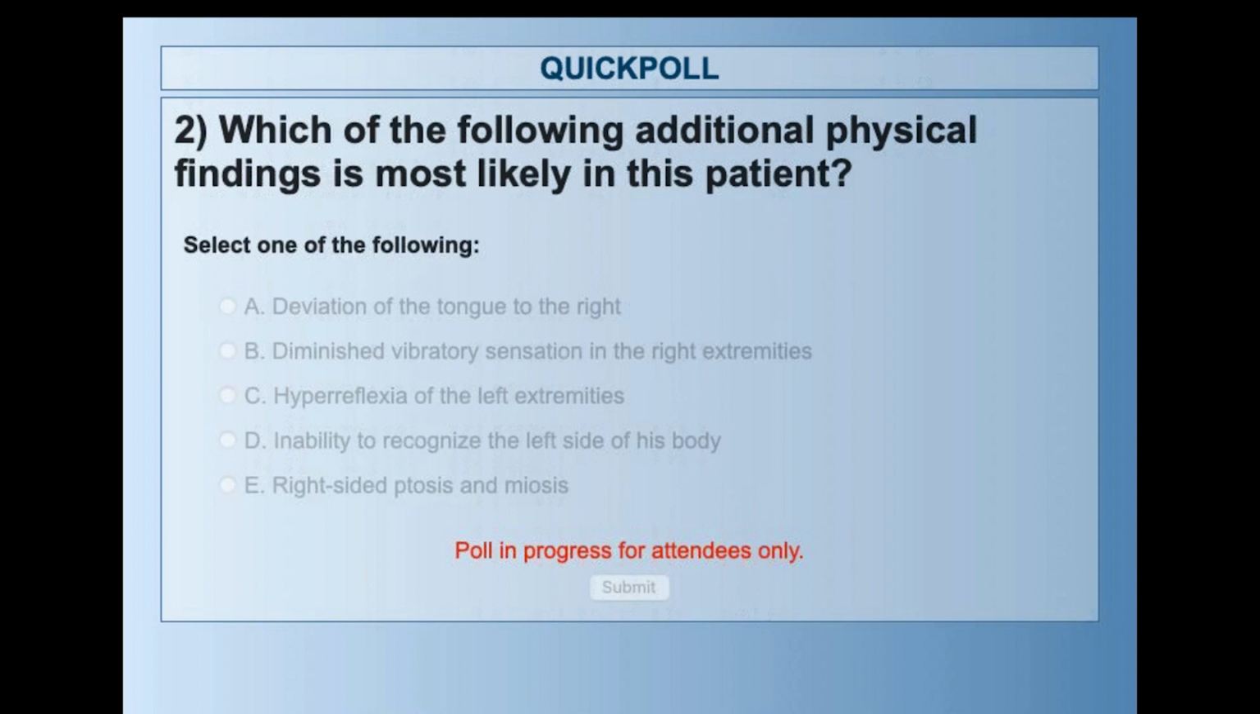Okay, so let's see how we're doing here. About a third of you have voted so far.